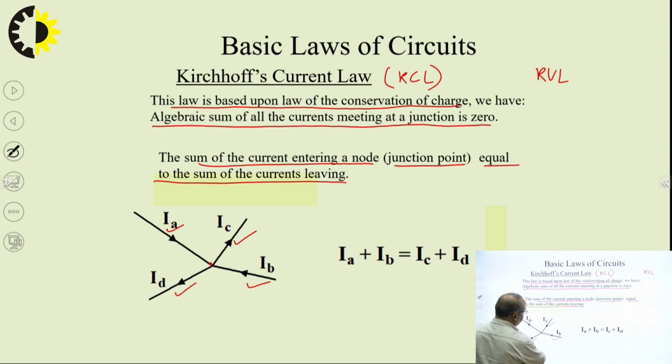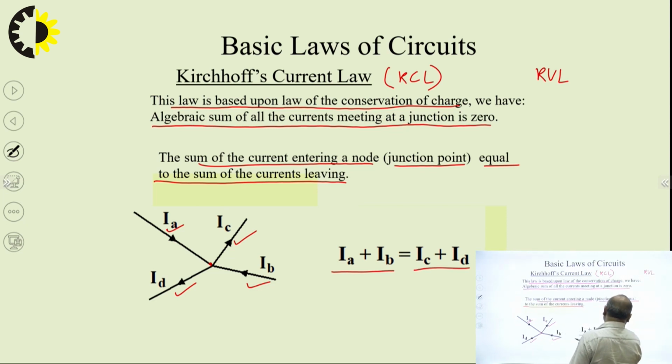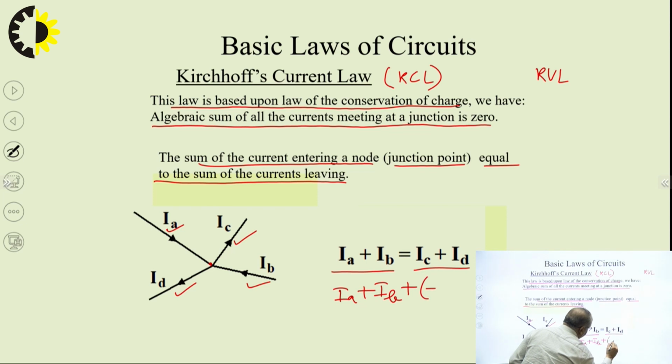This is the node or junction point. Now, as per KCL, the sum of the currents entering a node is equal to the sum of the currents leaving the node. IA and IB are entering currents, so the sum IA plus IB is equal to the sum of the currents leaving the node, that is IC plus ID. Or we can write IA plus IB minus IC minus ID equals 0.